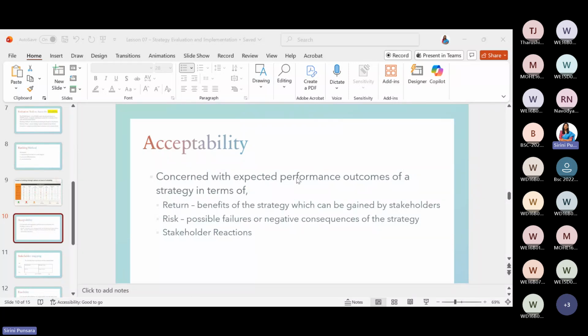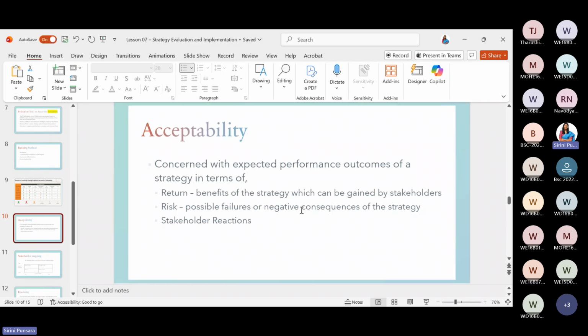Then to measure acceptability, we are using three factors. First one is return, second one risk, third one is stakeholder reaction. So we are going to first measure what are the returns of each strategy. That means what are the benefits of each strategy that stakeholders can gain. Second one is risk. Risk in the sense, what are the possible future risks that will impact stakeholders. And then third one, we will be measuring reaction of stakeholders. That's kind of like a qualitative measure.